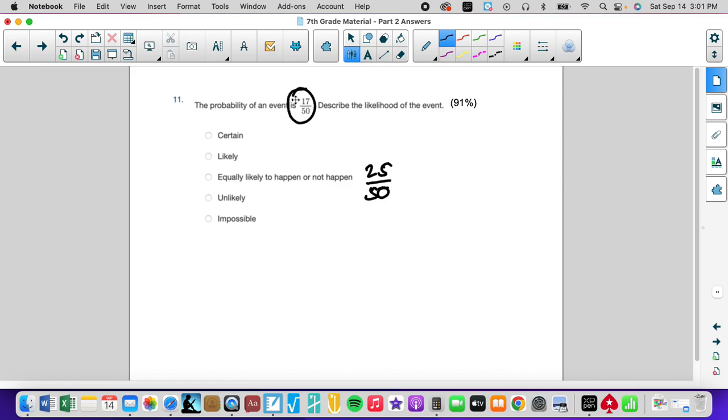Well, it's not more, so it's not likely. It's not certain. Certain would be 50 out of 50. Likely would be more than 25. Equal to 25 would be equally likely to happen or not happen. 17, right, is pretty good. That's unlikely. And then impossible would be 0 out of 50. So this would be 50 out of 50. This would be somewhere more than 25. This would be 25. This would be less than 25, which is our situation. Impossible would be 0 out of 50. Good. And most of you got that problem right.